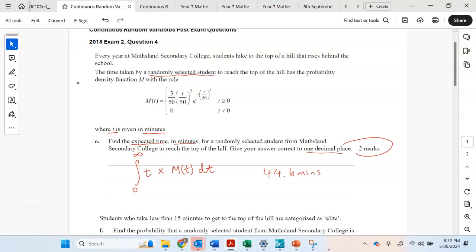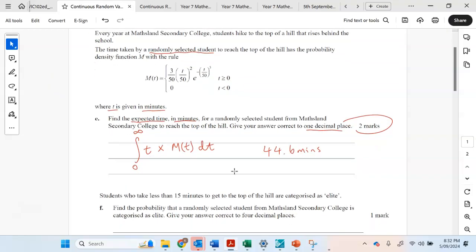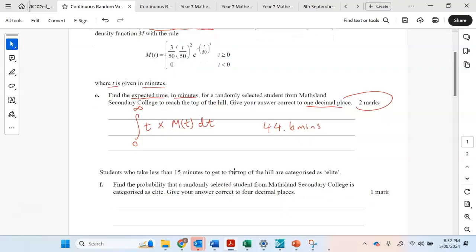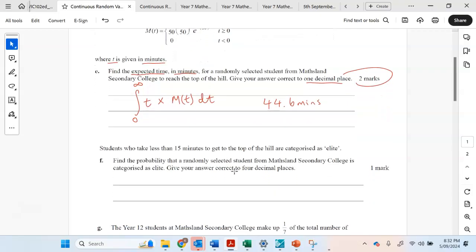All right, and if you got that one, you probably would have realized that would be 1 minute. Yeah, it would take 1 minute to run up the hill.